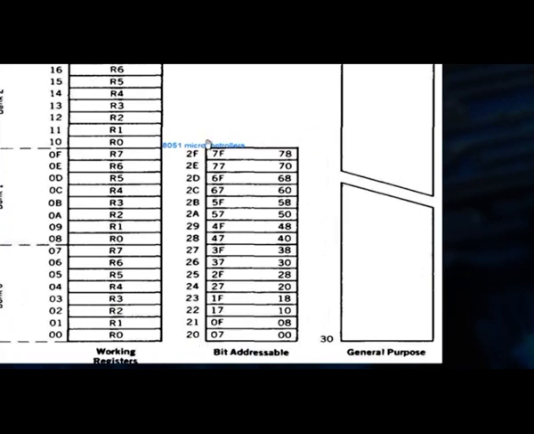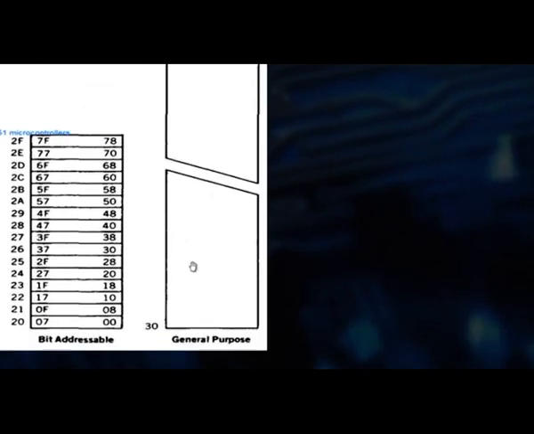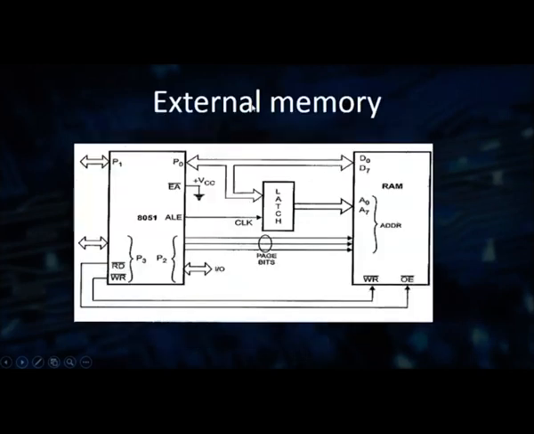The next bit positions are reserved for the bit addressables from 20 to 2F. So, totally 16 bytes are reserved for the bit addressable, then the remaining are general purpose, 30 onwards. While designing, you may need to access data from the external memory, because the RAM has only 128 bytes. If your design needs more than 128 bytes, you can access it from the external memory.